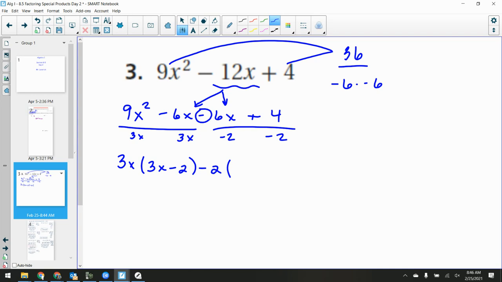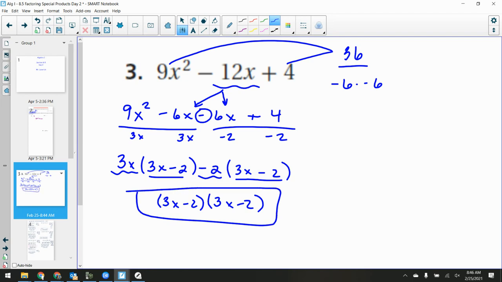So now I get a positive 3x. Positive 4 divided by -2 is a -2. And look at that. Inside the parentheses match. That's one of my 2 solutions. The other one is the stuff that's left over, the other factor. Was that new? No. Okay. Yes, that would be fine. If you wanted to write it as 3x minus 2 squared, that's perfectly fine.